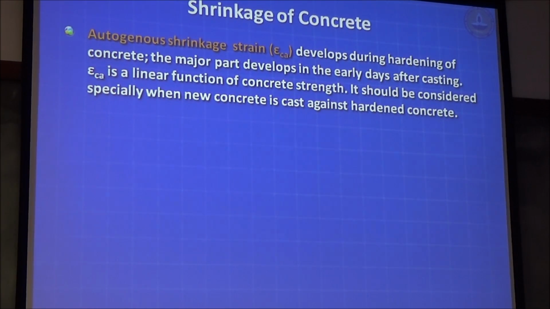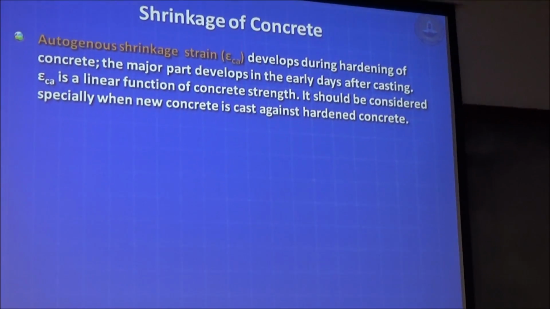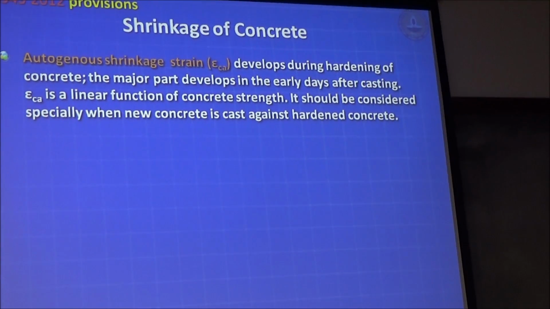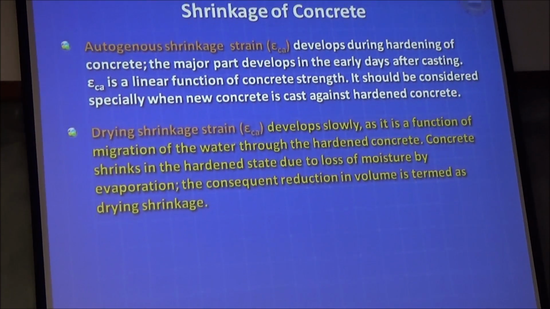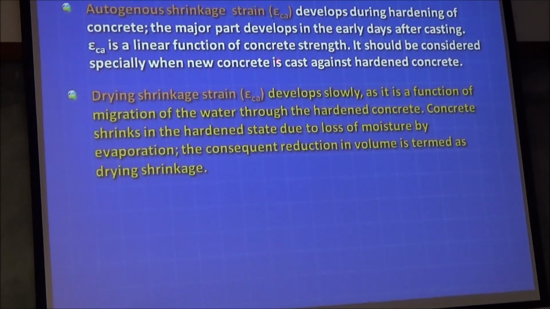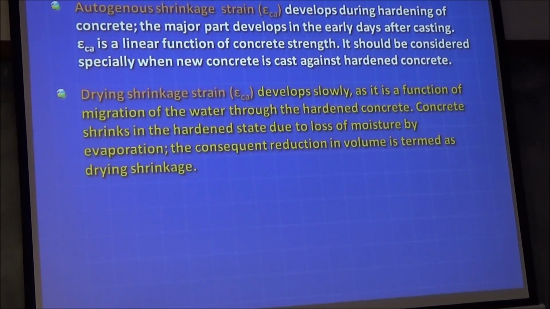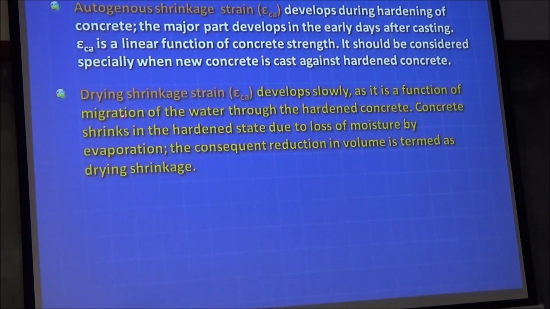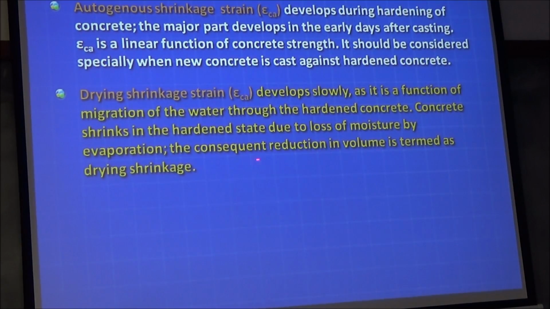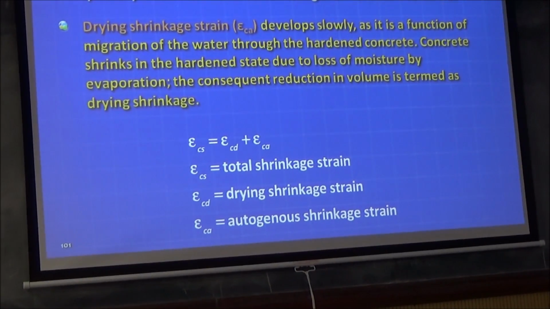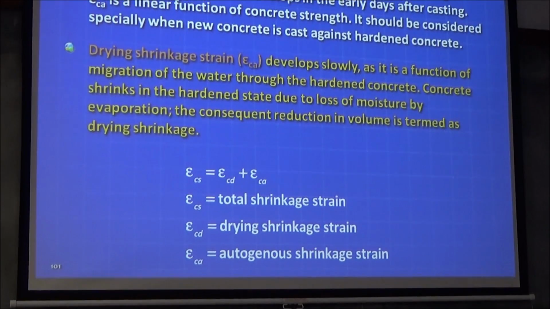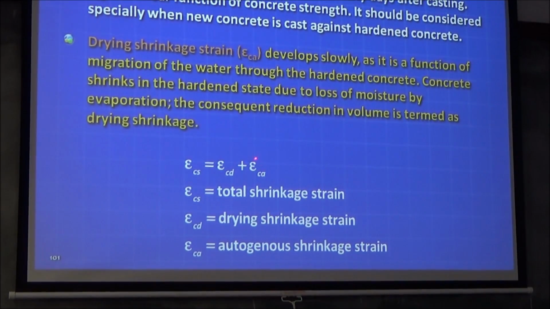What is drying shrinkage? The water entrapped inside the concrete evaporates and goes out from within. So drying shrinkage strain, epsilon CD, develops slowly as it is a function of migration of the water through the hardened concrete. Concrete shrinks in the hardened state due to the loss of moisture by evaporation. The consequent reduction in volume is termed drying shrinkage. It's volume, it happens in all directions, not partial to the length direction. So total shrinkage is the sum of drying shrinkage and autogenous shrinkage.